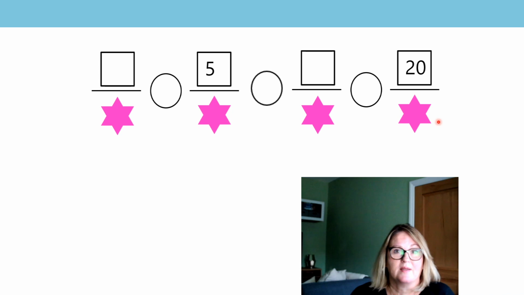Have a go. Are you back? Have you had a go? Okay, let's have a look and have a think about what you could do here. What did you notice about the fractions? Did you notice that 5 is less than 20 and 20 is greater than 5?